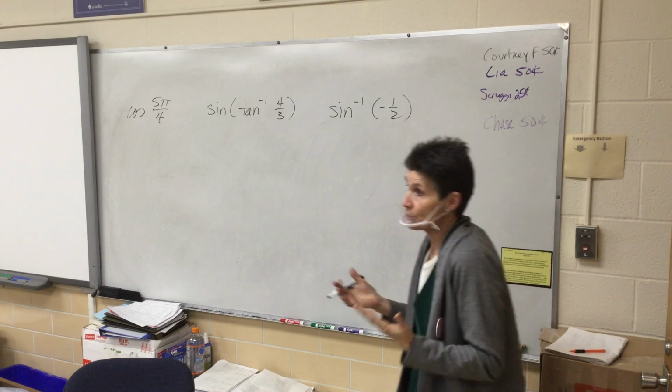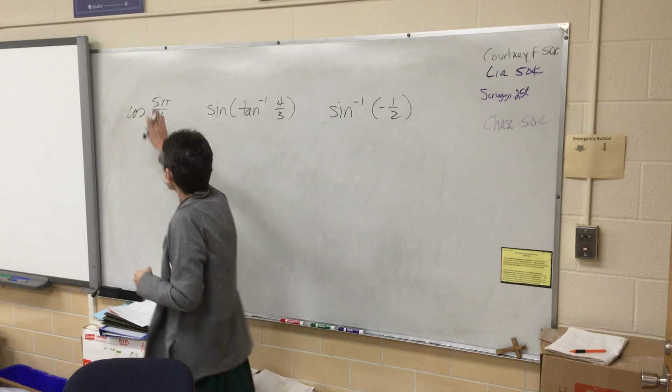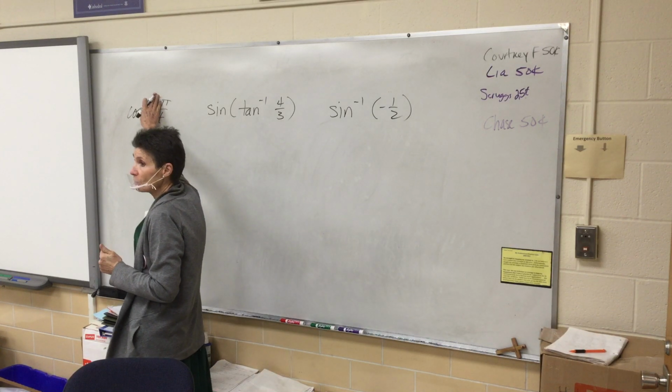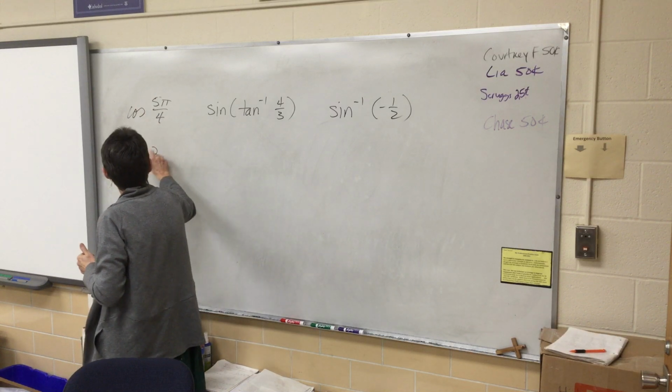Changing it into degrees so you know where to graph it. I mean, you could do it in radians, but it's probably easier for you in degrees. So pi is 180 divided by 4 is 45, and 5 of those is 225.